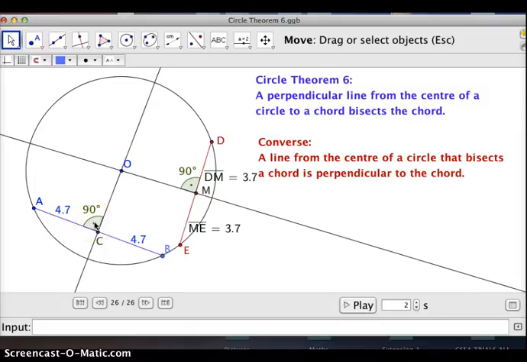So remember with converse theorem, you say the sentence in the reverse way. So the first theorem is if the line is perpendicular to the chord, it bisects the chord. The converse is if the line from the center to the chord bisects the chord, then that line is also perpendicular to the chord. Okay, girls, if you can write in the theorem and the converse theorem, please.